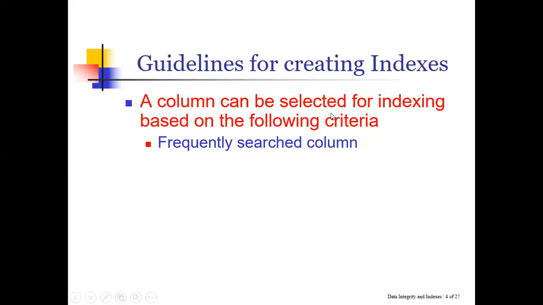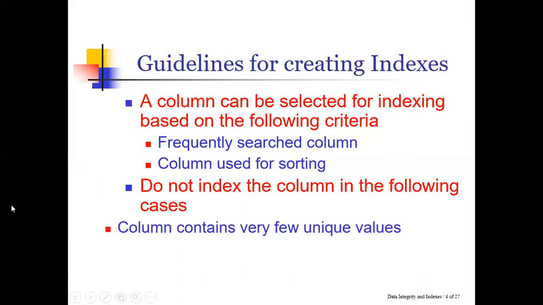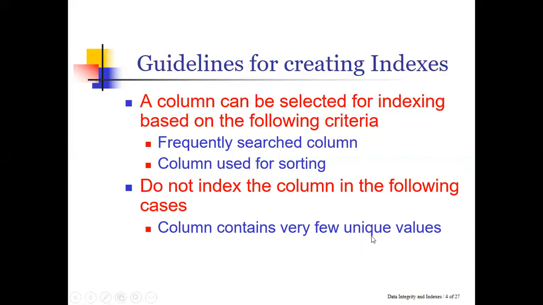A column can be selected for indexing. Indexing is given within a table for the columns of the table, the fields. Give indexing on the columns that are used in the search criteria very frequently, or columns used for sorting the data. Do not index on the columns in the following cases: the column contains very few unique values, so they don't contain repeated values. For example, address. Every person will have a different address, so don't give indexing on those, or on a subjective column.